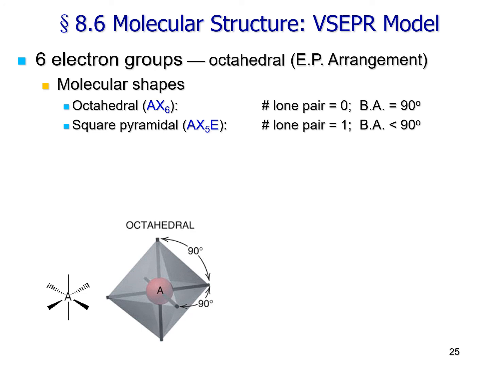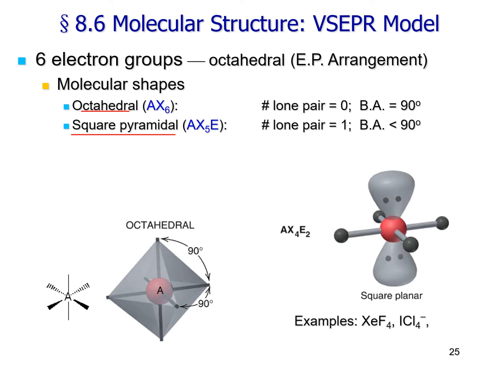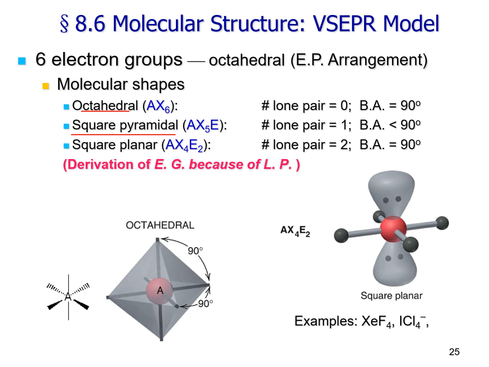With 0 lone pairs, octahedral. With 1 lone pair, we get the molecular shape square pyramidal. And if you have 2 lone pairs, as you can see, we get square planar. Square planar is very symmetric. The bond angle goes back to 90 degrees. And of course, here are some examples that have the molecular shapes as we discussed.